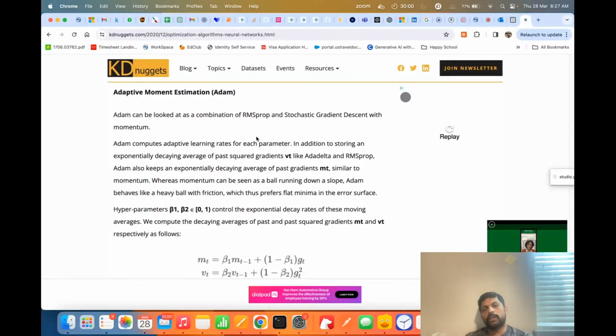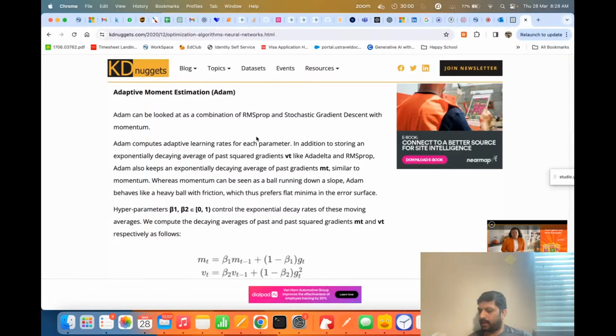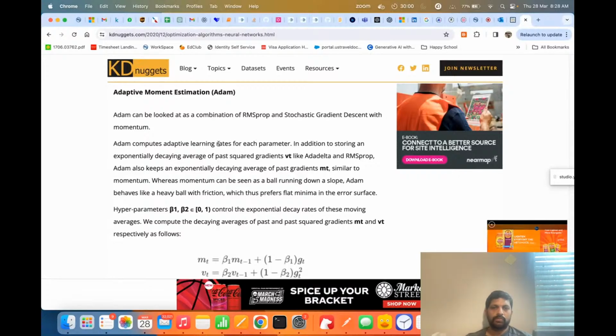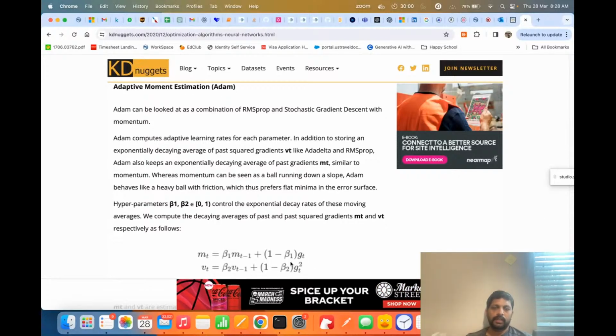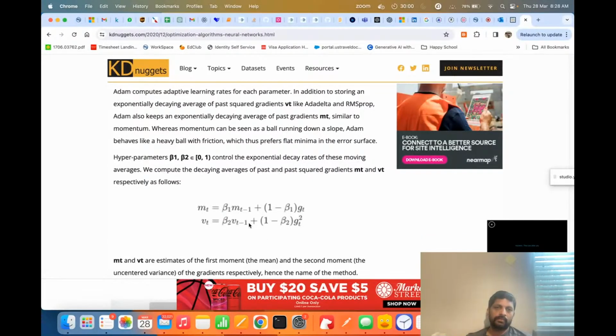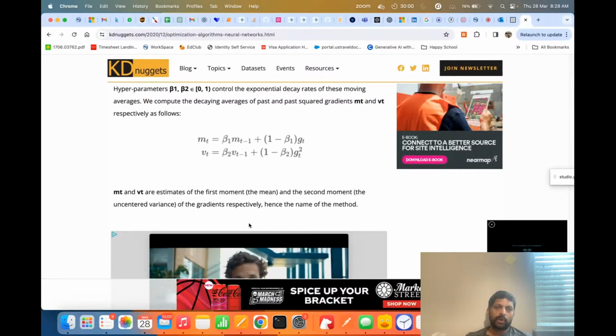So if you look at it, Adagrad was doing gradients, Adadelta was doing gradient square, and Adam is doing both. So MT is Z, and this is Z square. Okay.